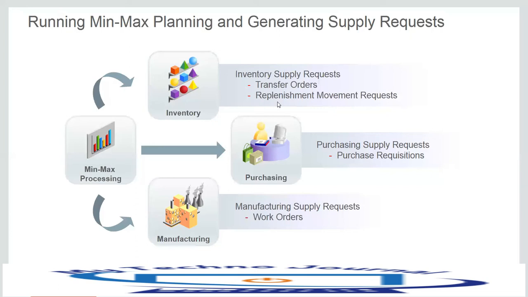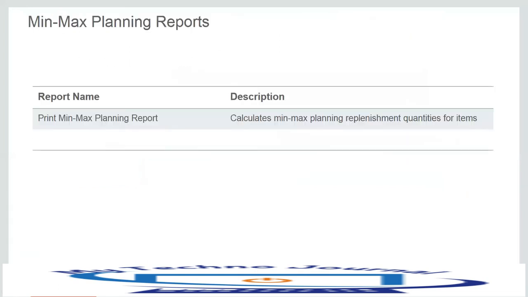If the source is subinventory, the system is going to generate a movement request. The profile option. So this is the report, not the profile option. This is the report which you have to run to generate the min-max report as well as generate the replenishment order. It is the Print Min-Max Planning Report.